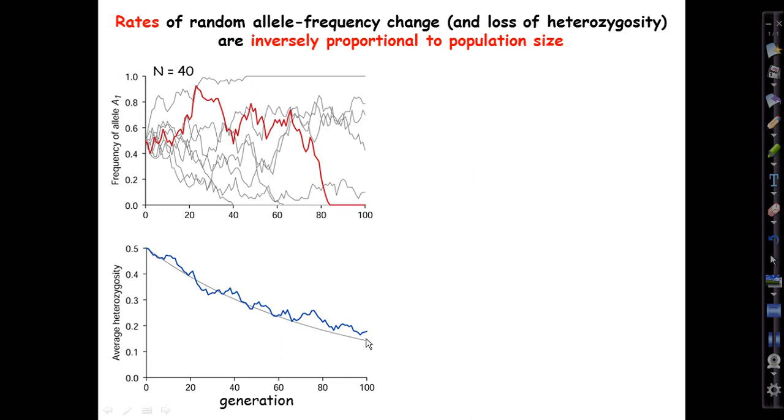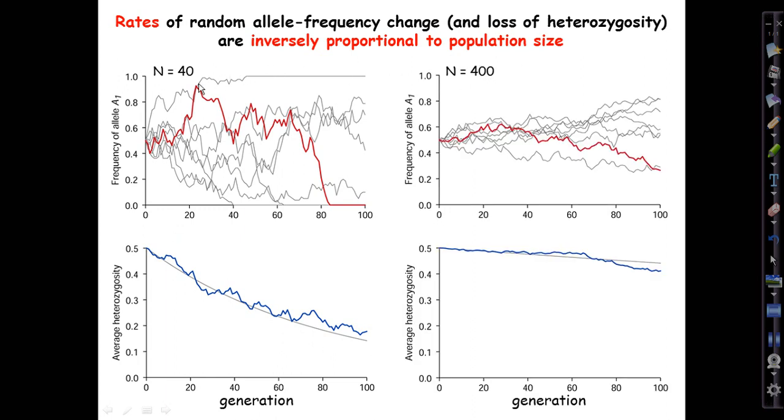The blue curve shows the average heterozygosity over all 10 of these, and the solid gray line shows the theoretical expectation again. And here it is an order of magnitude larger again, from 4 to 40 and now to 400. In this case, all 10 of the populations are still polymorphic for the two alleles at 100 generations, although a few of them have drifted to frequencies closer to the edges, closer to the boundaries, that is to fixation, than they are to the original starting frequency of 0.5. The expected rate of decline of heterozygosity is correspondingly lower, and the observed average for this particular set of 10 histories follows it quite nicely.